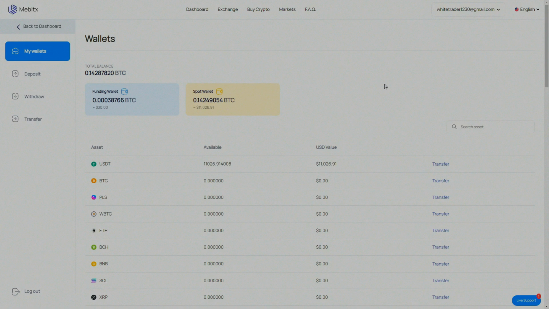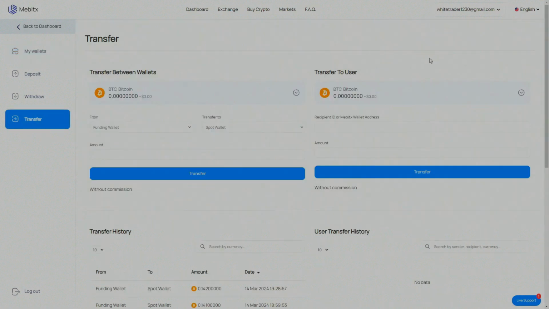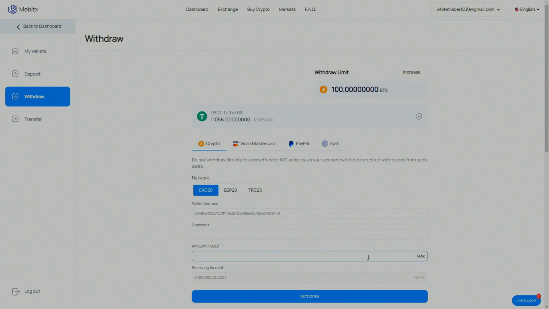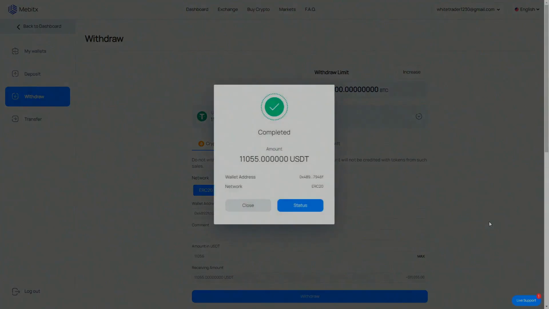After that, we need to transfer the USDT from the spot wallet back to the funding wallet and then withdraw our money. After a successful transfer, we need to go to the withdraw tab and select USDT here and then enter our wallet address and the amount we want to withdraw. Great, I have successfully withdrawn USDT to my wallet. Usually the money comes in 10 minutes.